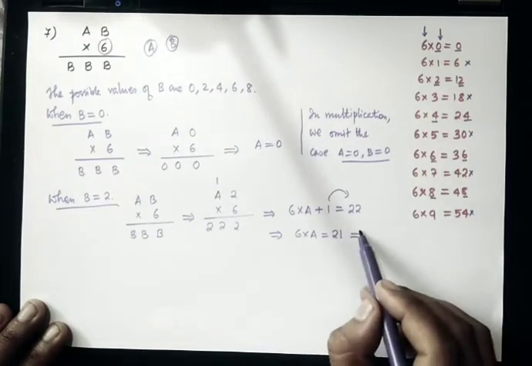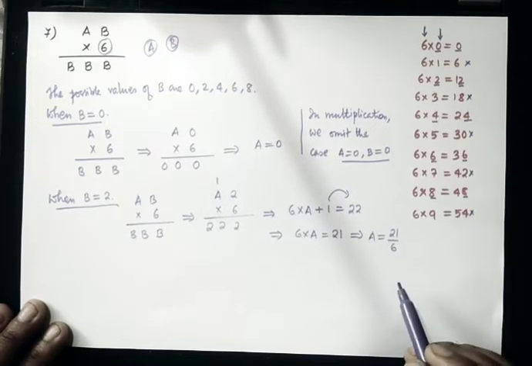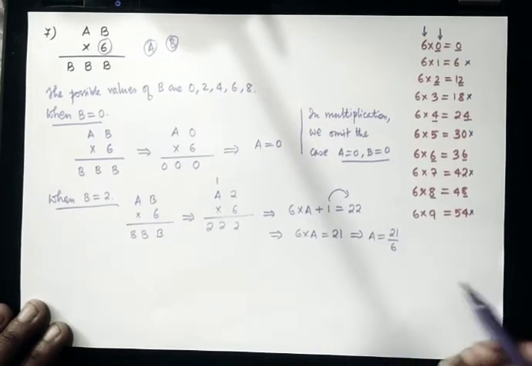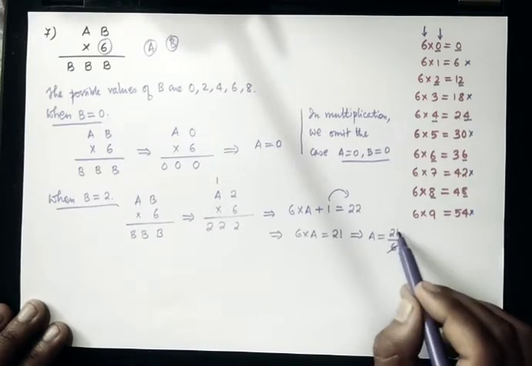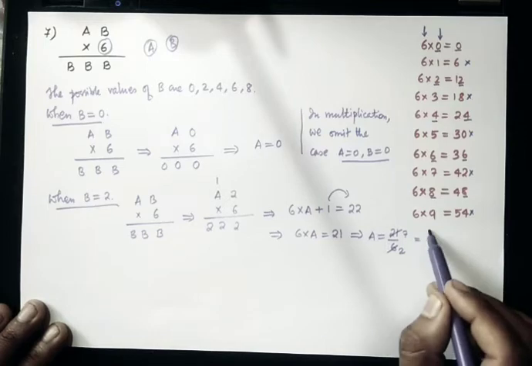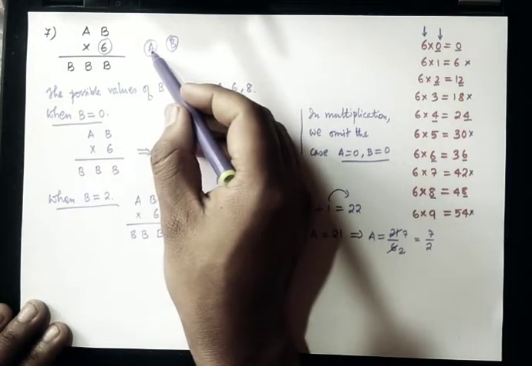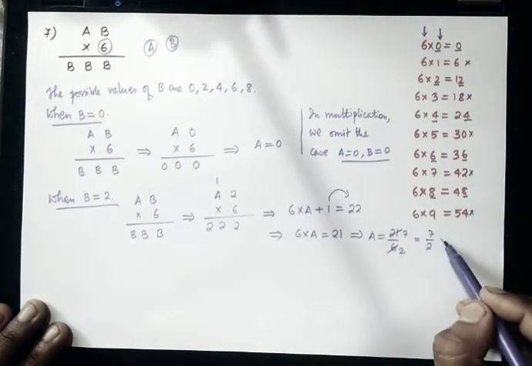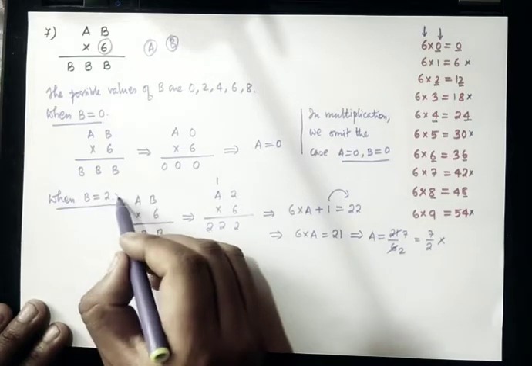And what is the value of A from here? A is equal to 21 by 6. Now can I divide here? No, we cannot. We can do just the cancellation by 3, right? But we won't get a whole number out here. Okay, and we know that A is a whole number, right? So this case is also not possible. That means B equals 2 is not possible.